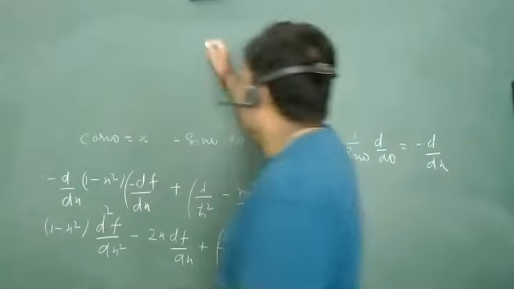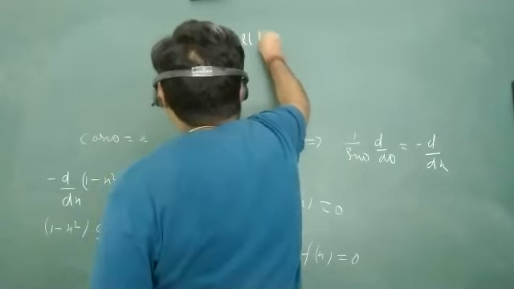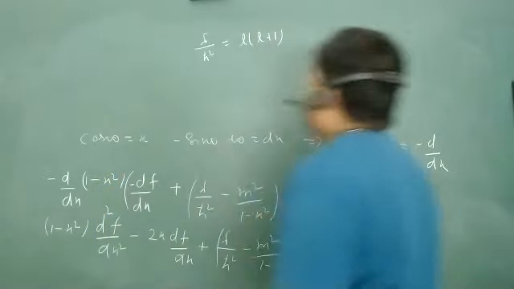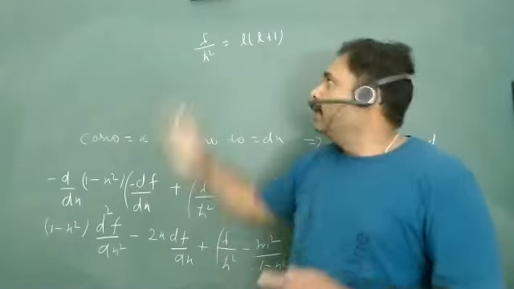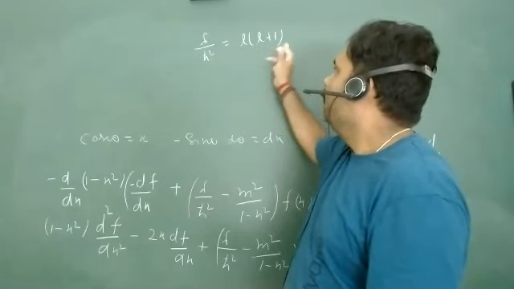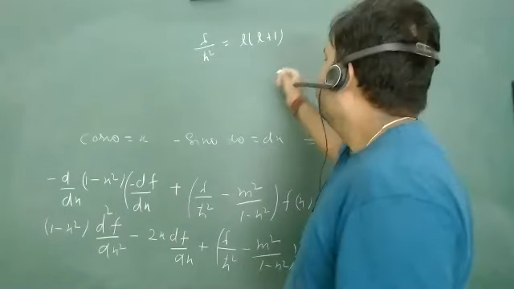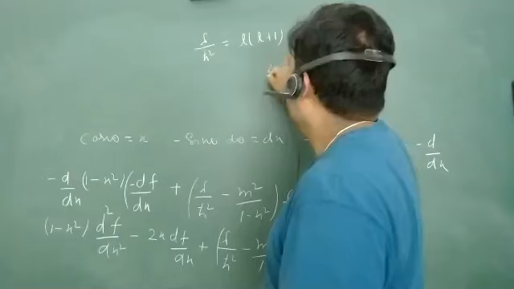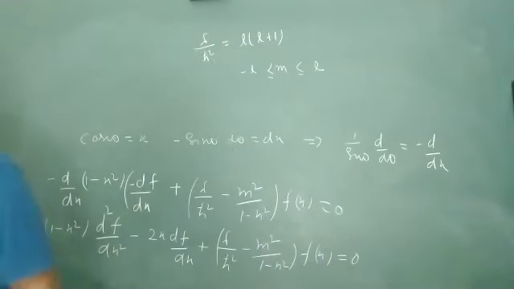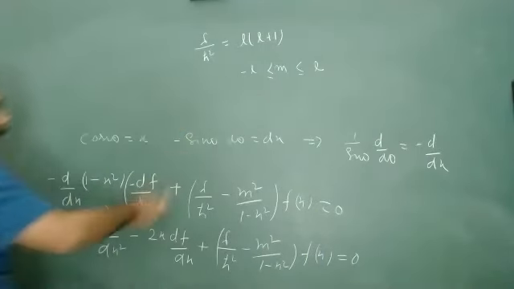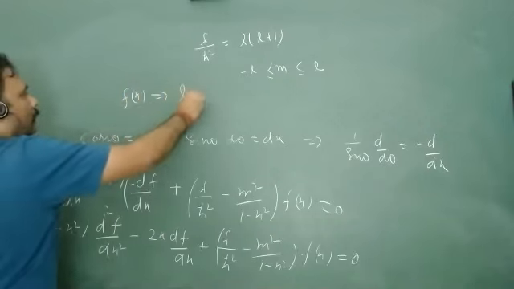So what is the condition? That condition is lambda upon h cut square is something like L into L plus 1. What is L? L and L plus 1 are two consecutive numbers. If lambda upon h cut square is something like L and L plus 1, two consecutive numbers, and that is a positive number, as well as the value of m is between minus L to plus L, the solution of this differential equation, and I will prove it also, f(x) is basically the Legendre polynomial.